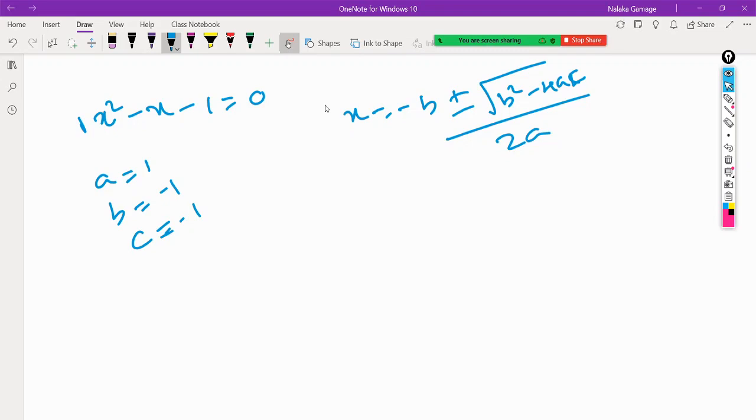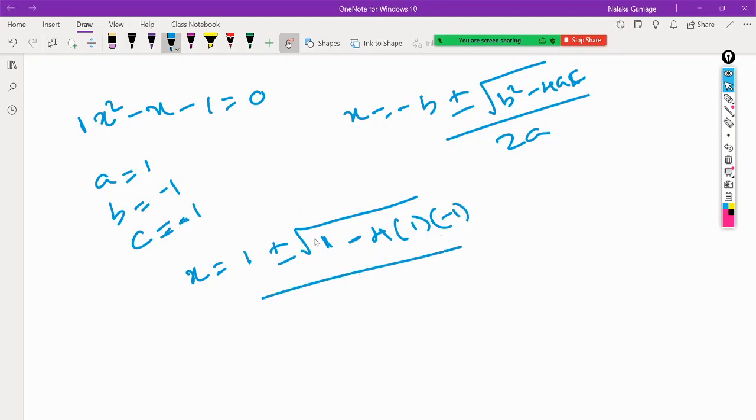Now let's apply it. X is minus b, minus into minus is plus 1, plus or minus square root of b squared, 1 squared is 1, minus 4 times a is 1, c is minus 1, divided by 2 times a.